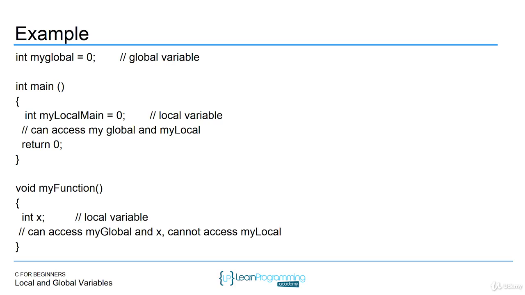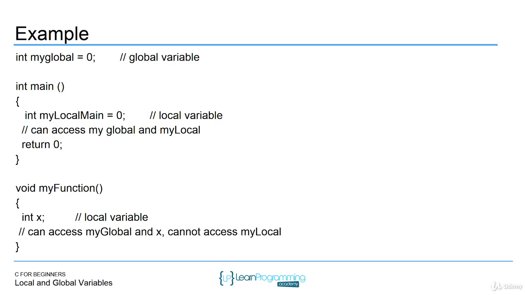So in this example, we have a global variable called myGlobal. We're initializing it to 0. We can also initialize these global variables anywhere. We can initialize them when we declare them, or we can initialize them in any function. It's an integer. We also have two functions, the main function and a function called myFunction.